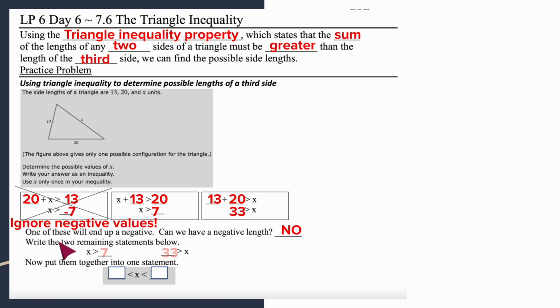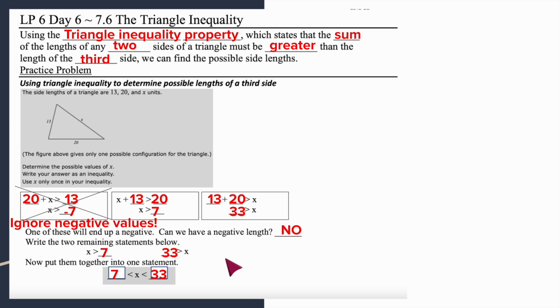So now I'm just going to write my statement. I have x has to be greater than 7, or 33 has to be greater than x. Because they want me to write it into a statement like this, I want x in the middle. So x has to be greater than 7. I can read it that way because it's open to the x kind of going backwards. So 7 has to be less than x, and x has to be less than 33. So it's between 7 and 33. Those are my options. Any number between 7 and 33 will work.